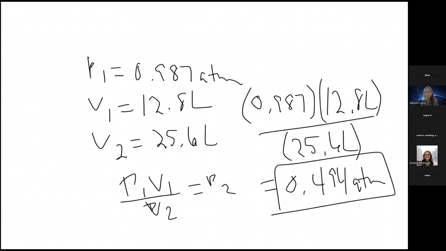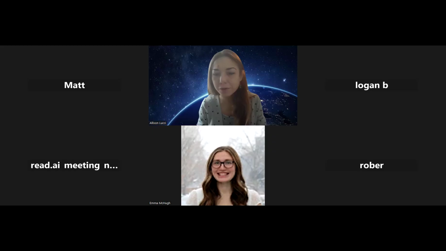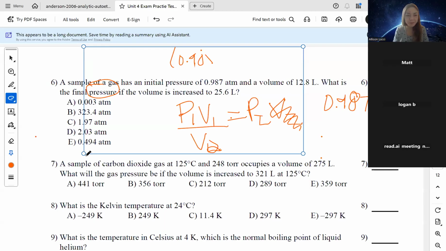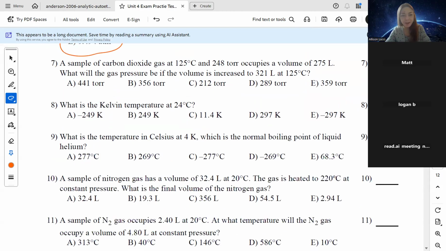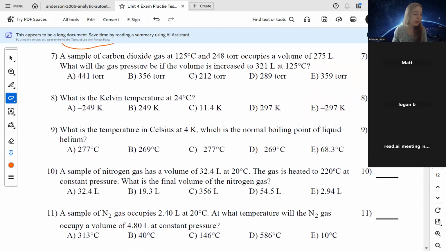Let's go back here. Let me close the whiteboard. But it's the same setup that we've been using in the past, where we have P1 V1 over V2 to solve for P2. Yeah, it's getting a little messy here, so let me delete that and our answer choice E. All right, so again, plug into our equation and solve for our new pressure or volume with the Boyle's law relationship.